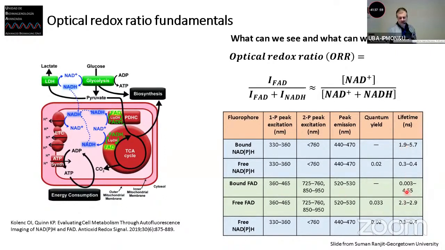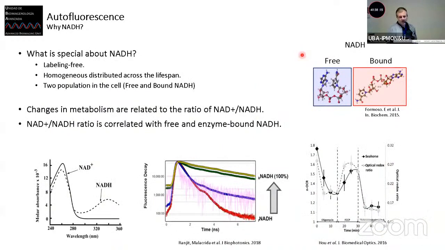And also FAD changes lifetime, and it was introduced early on, this ratiometric measurement of the intensity of FAD over the intensity of NADH, as an optical redox ratio. But now we can use lifetime. And the thing about lifetime is, as I mentioned before, the version of free and bound NADH changes the lifetime. And this is a plot.